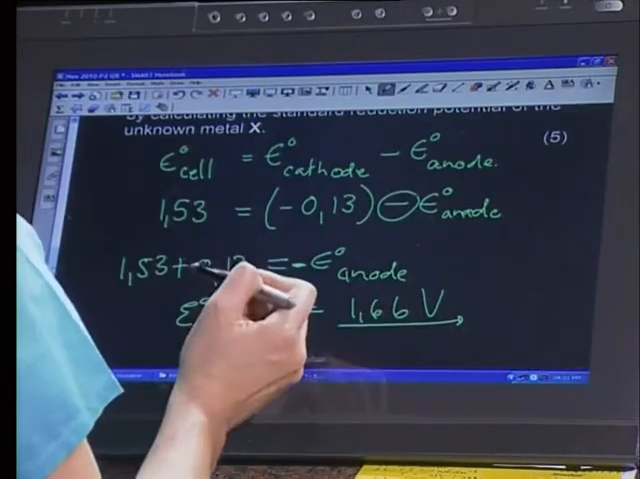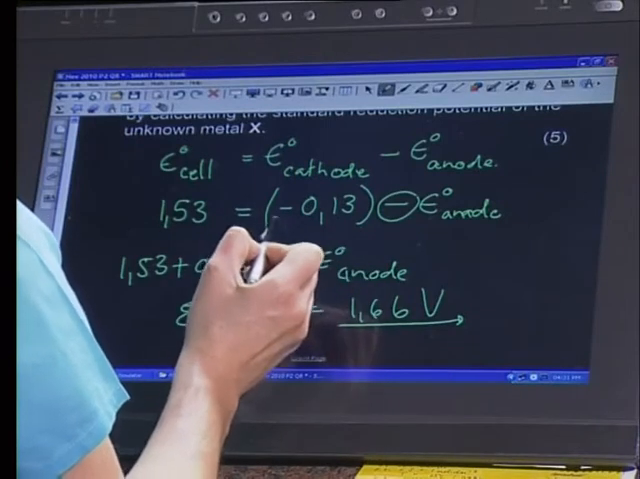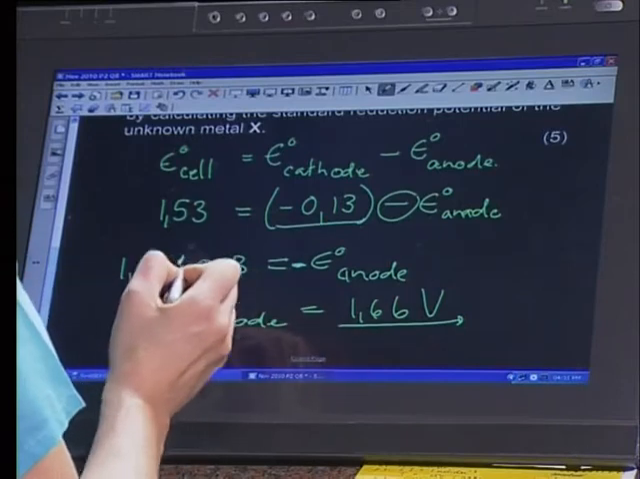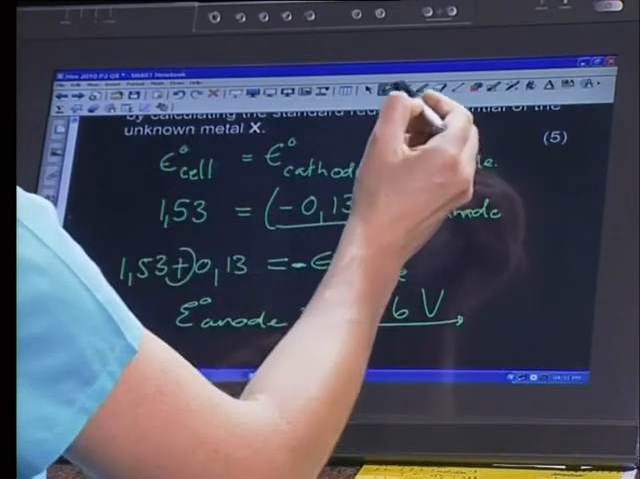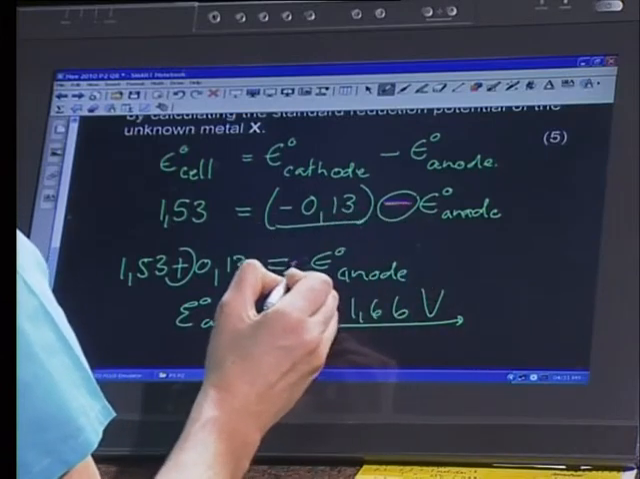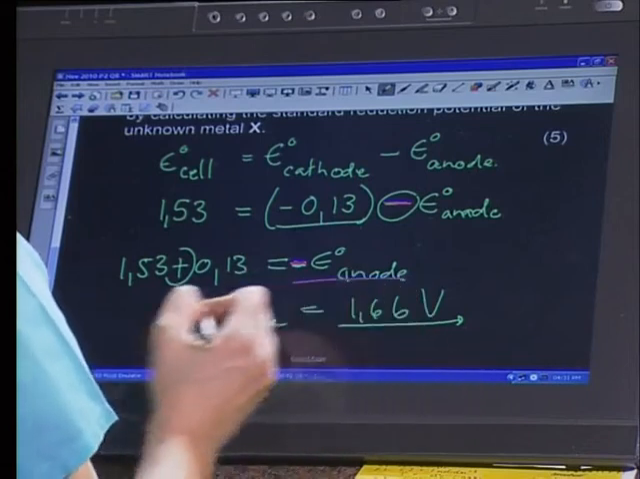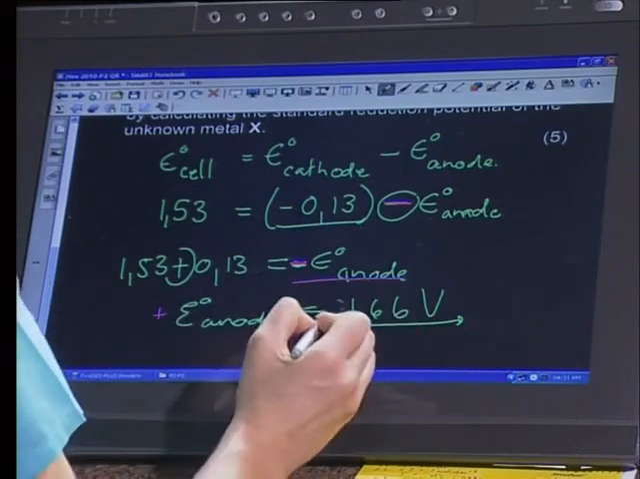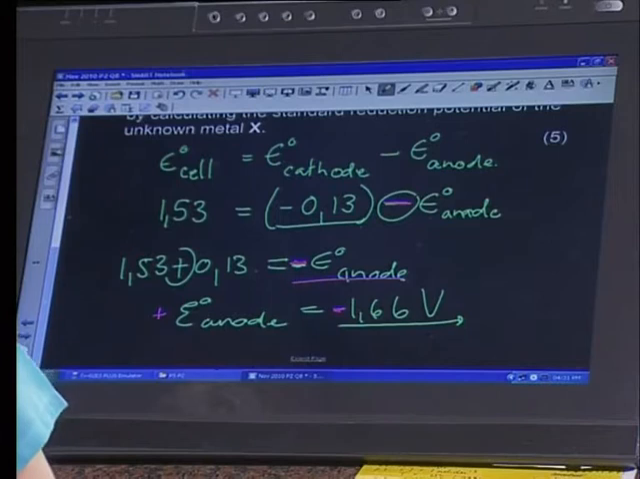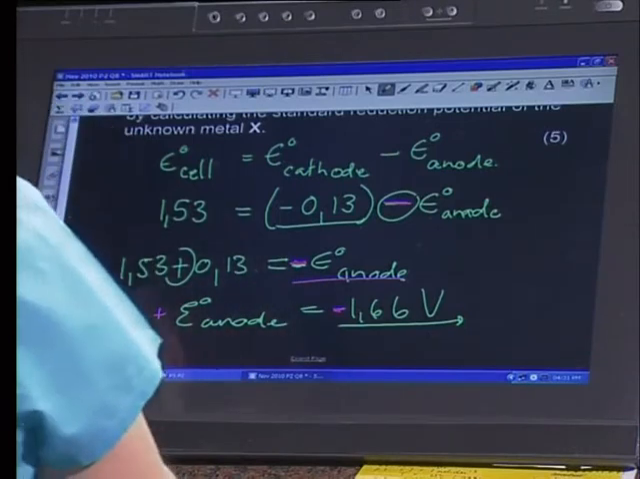Okay, so let's just go through that again. I might have confused some of you. When I bring my 0,13 across, it becomes positive 0,13. But on this side, there's still a negative in front of my anode, so I need to keep that negative. And afterwards, when I divide to get this positive, my answer there takes on a negative 1,66. All right, just be careful of your signs and your symbols over there.